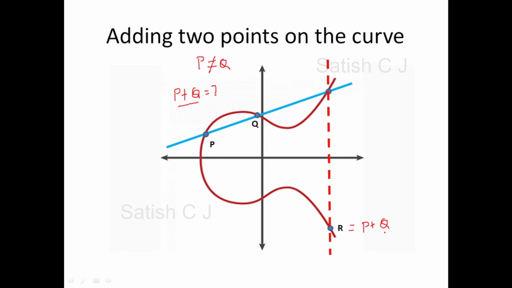So this is the property of an elliptic curve. Say if you take two different points on the curve and when you add them, you'll be able to get a point R which will also lie on the curve. And how do you find this point R? You draw a line that passes through P and Q. You find the intersection of that line with the curve, and then you find the reflection of that point on the x-axis. And that point you're going to get is going to be the addition of P and Q.